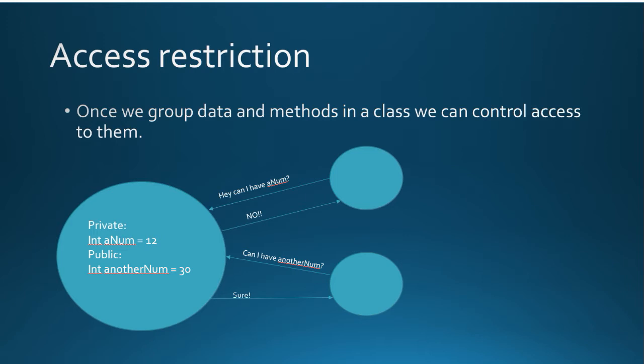So I just wanted to refresh your memory on access restriction. Once we group data and methods in a class, we can control access to them. These circles here are actually supposed to be objects. As you can see, this object here was denied access because it was trying to access a private attribute. And this object here was granted access because it was trying to access a public attribute. So this class wouldn't really be considered encapsulated because you have that public attribute there. And we don't really want public attributes because we have no control over how they're accessing them.